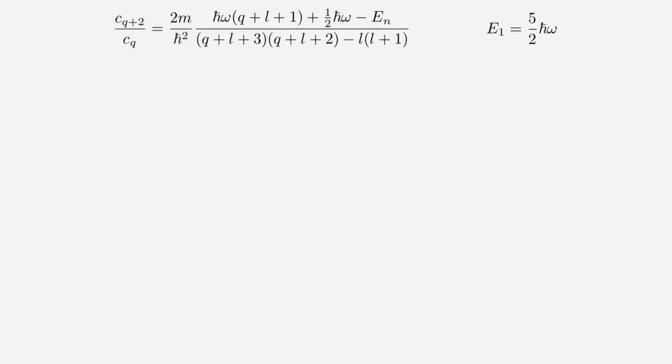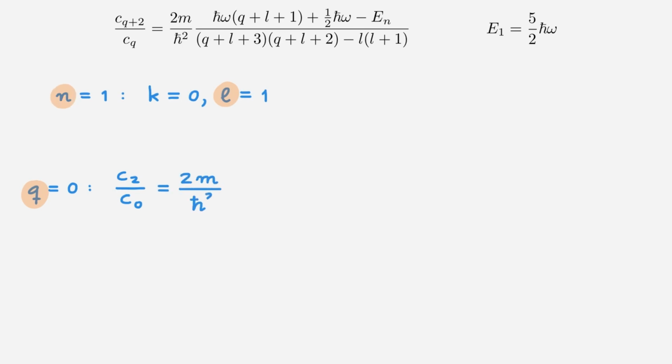Let's now turn to the eigenfunctions. The first question is, how can we get n equals 1 as a combination of k and l? We've just established that this arises from having k equals 0 and l equals 1. We next consider the first term of the recurrence relation, which is given by q equals 0. This term gives us C2 in terms of C0. And using the values of q, l, and n that we have, we get this very long expression.